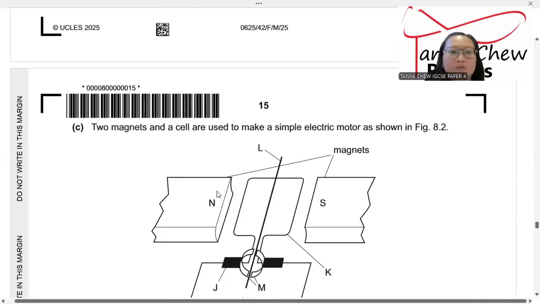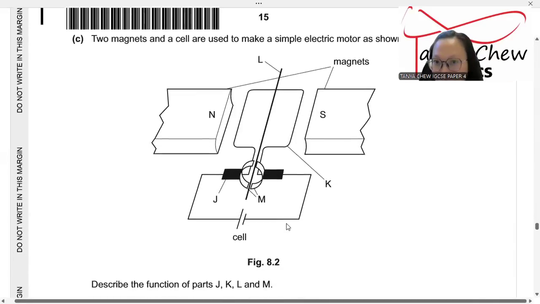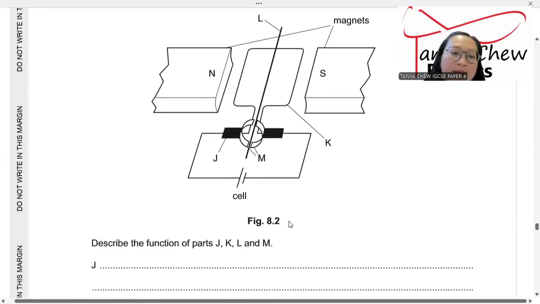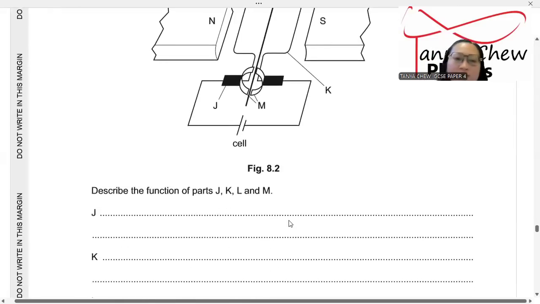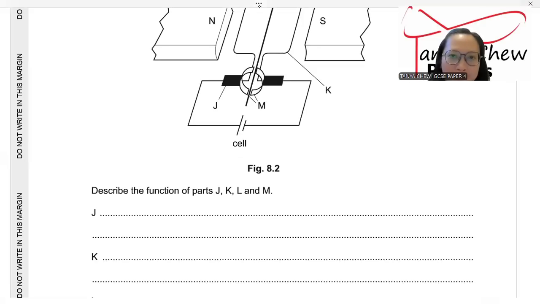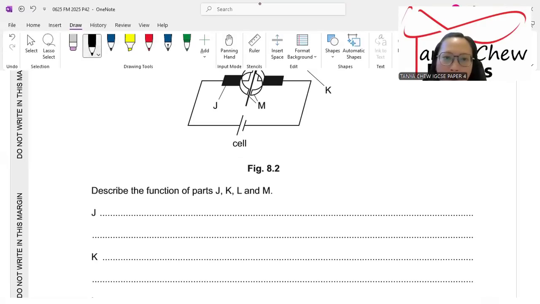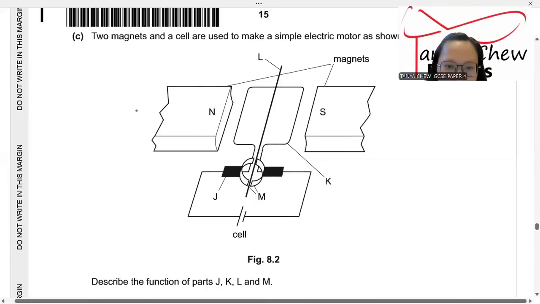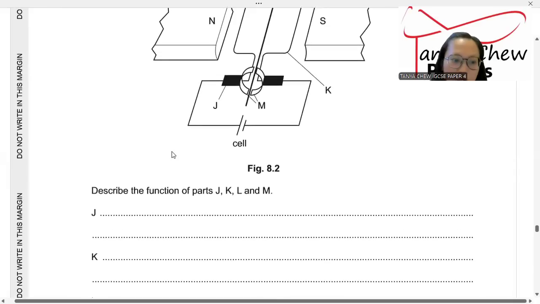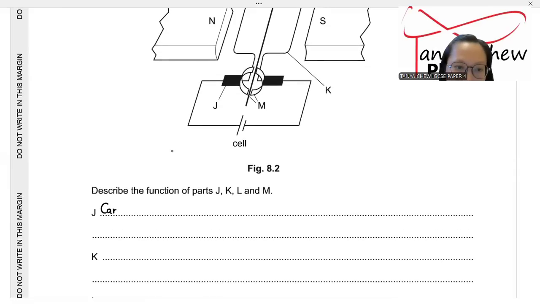Now, two magnets and a cell are used to make a simple electric motor as shown in Fig 8.2. Describe the function of parts J, K, L, and M. So I'll do it part by part. You look at J. J is called carbon brush, right? I'll write down the name, carbon brush. What is the function of the carbon brush? To brush thing? No.